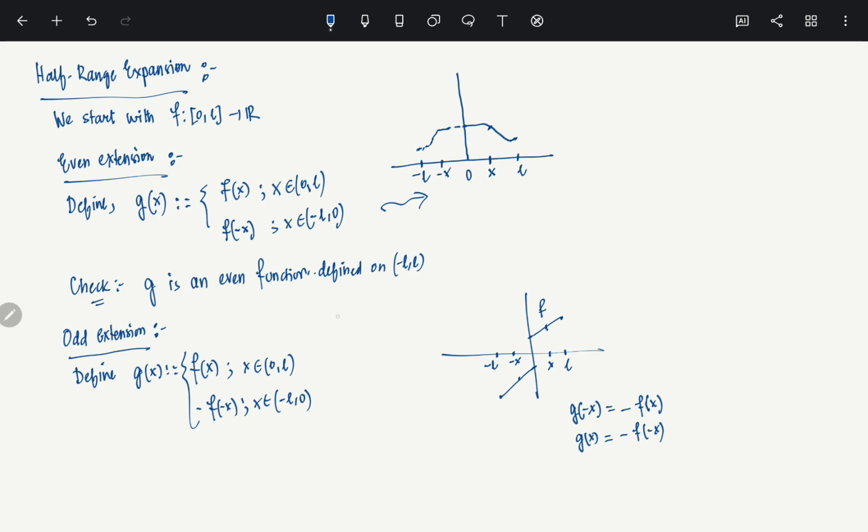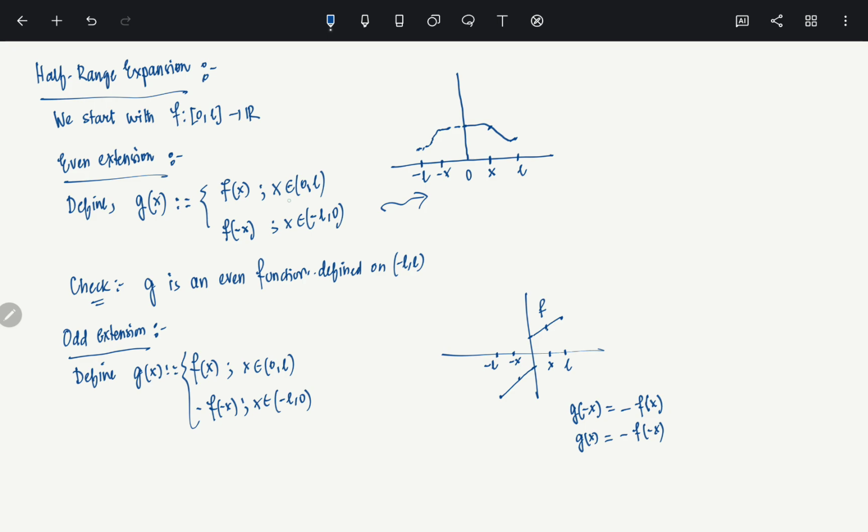Now for an odd function, you know that you can write the Fourier series, you remember? So for an odd function, the Fourier series will be a Fourier sine series, so only the Bn terms will be there. Then you just calculate it and restrict the function to 0 and L.